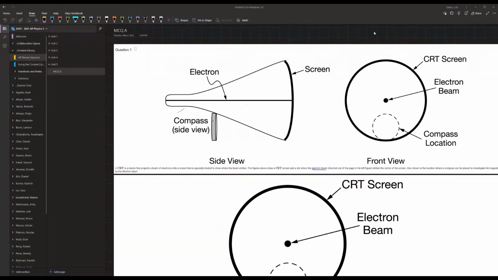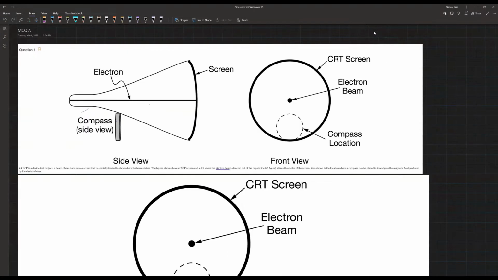Hello, everybody. We're going to be going over Physics 2, multiple choice question set A for Unit 5, which deals with magnetism. Okay, so here we have something called a CRT, a cathode ray tube, which is a device that projects a beam of electrons onto a screen that is treated to show where the beam strikes.